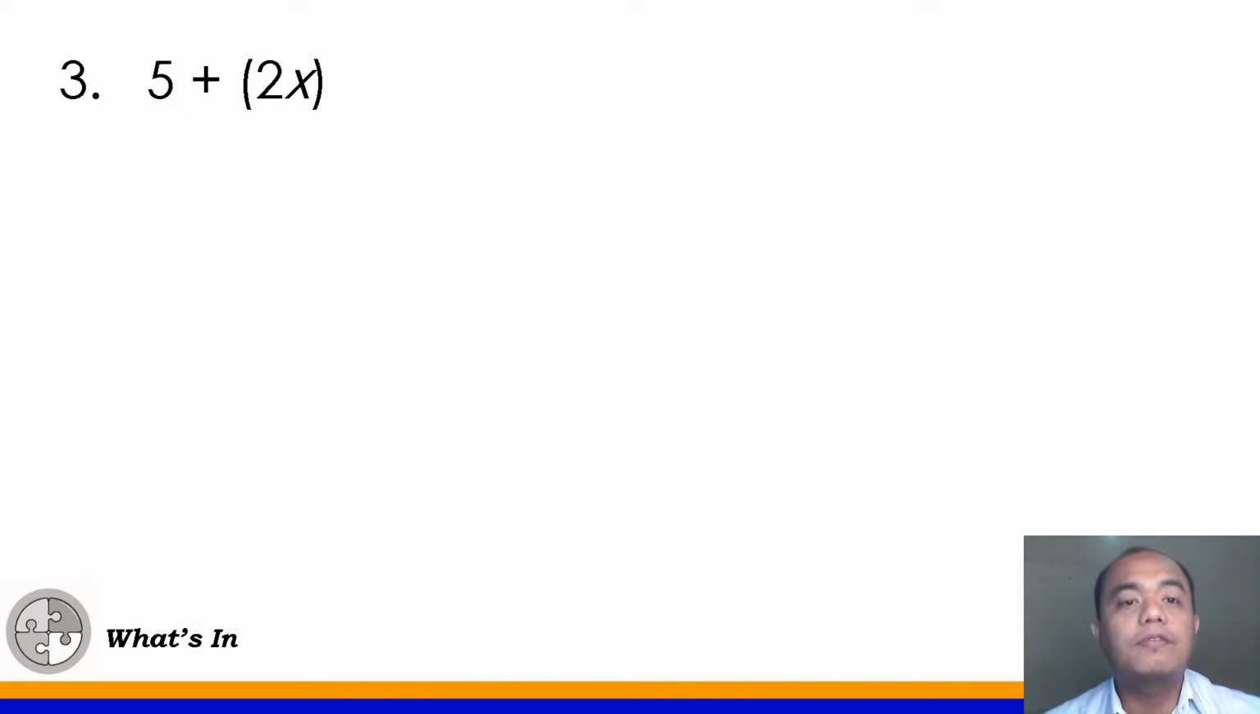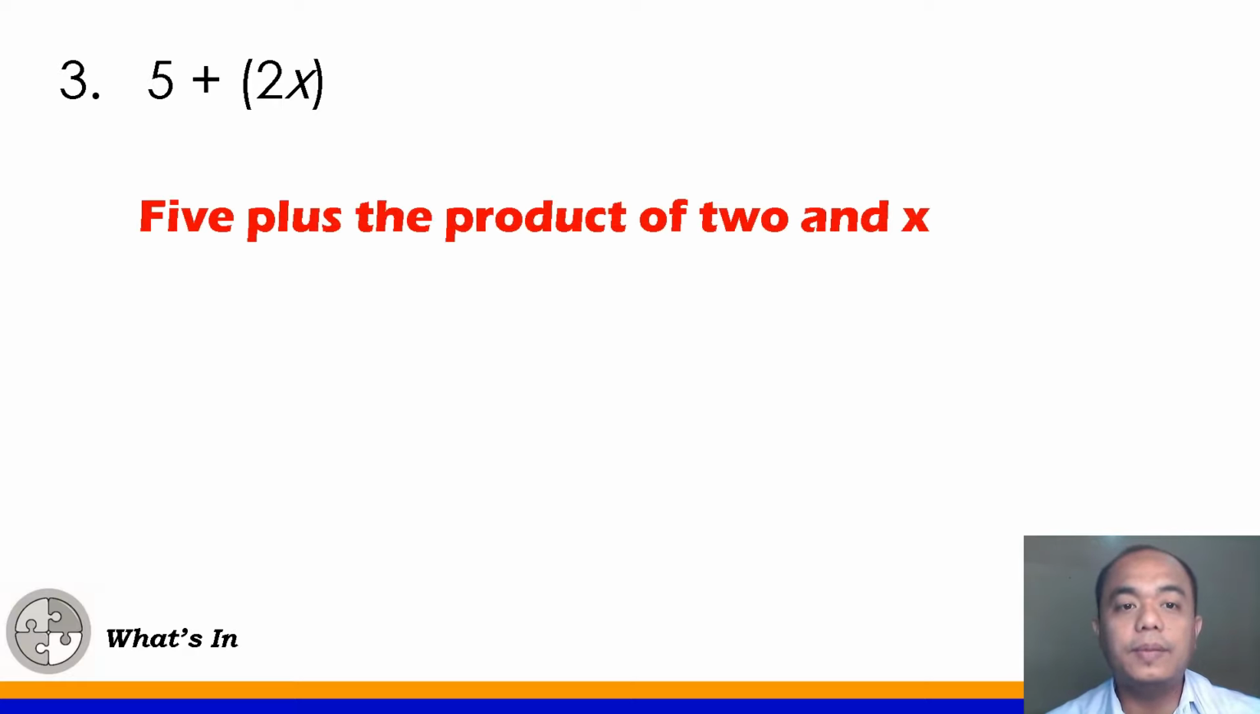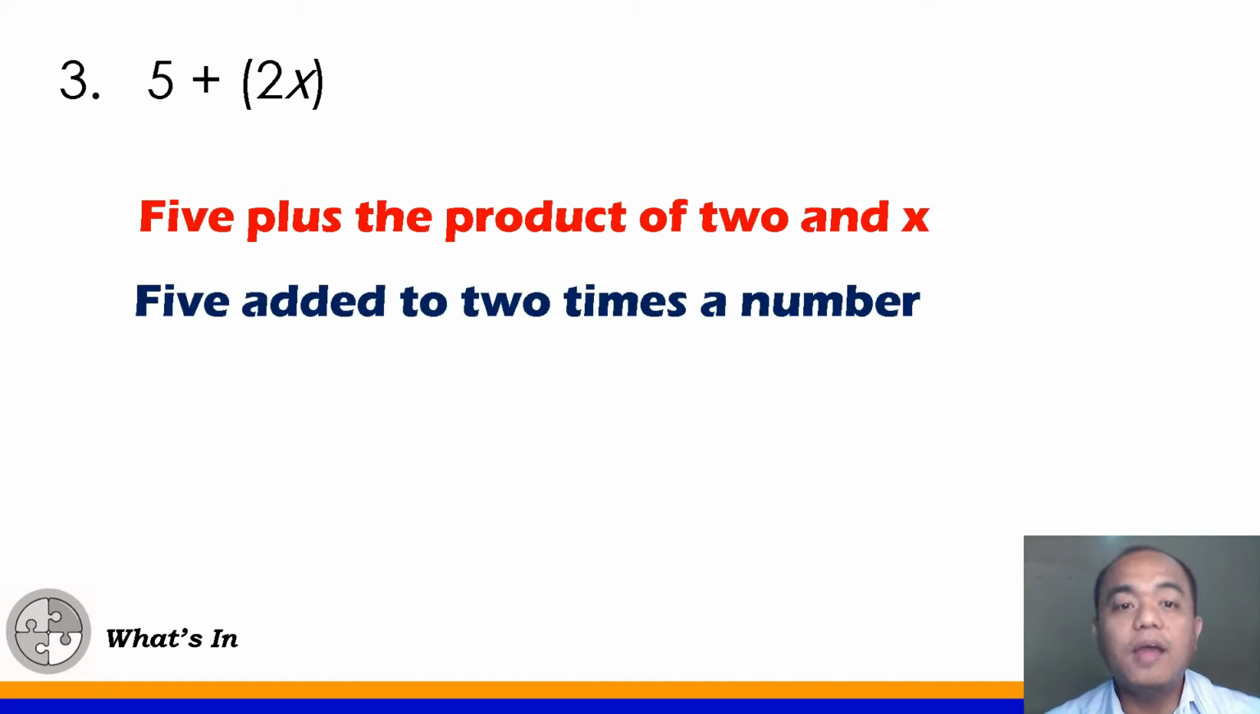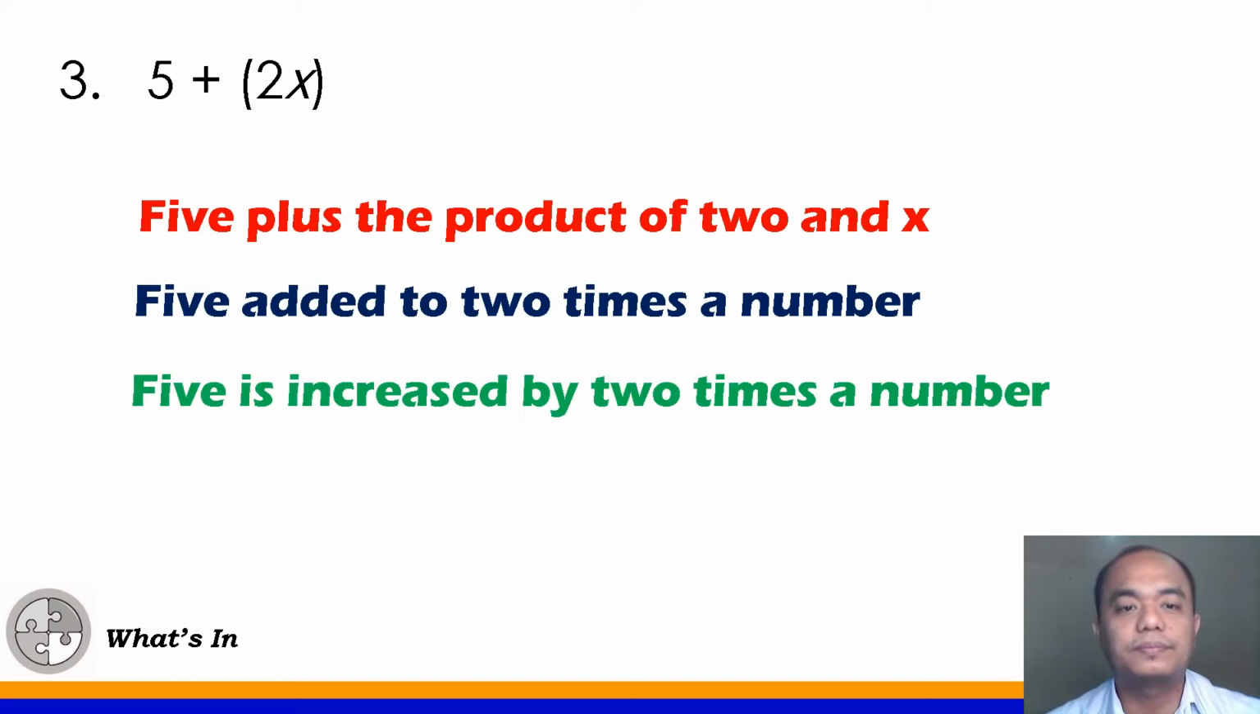Number 3, 5 plus 2x. Pwede ding sabihin 5 plus the product of 2 and x. Pwede din 5 added to 2 times a number. Pwede ring 5 is increased by 2 times a number.